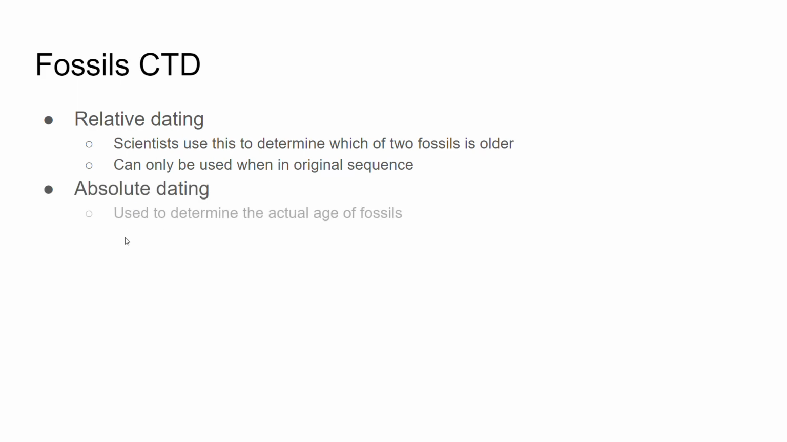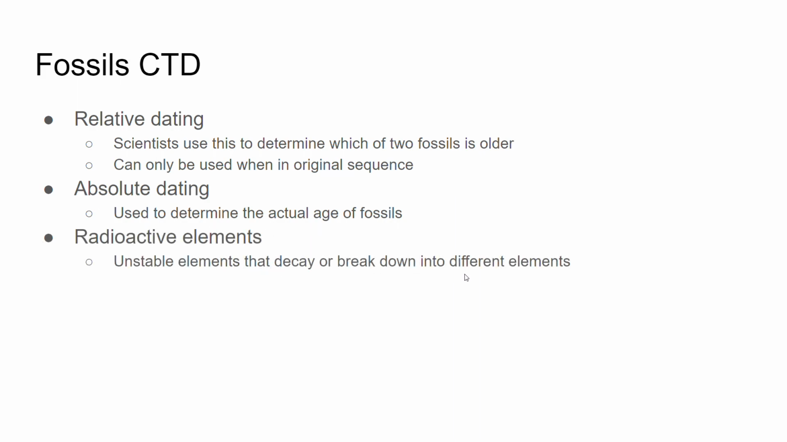Then we've got absolute dating. It's used to determine the actual date of fossils, so the actual age. It uses radioactive elements. These are unstable elements that decay or break down into different elements. So what scientists do is they know the original element, and they know the general quantity of that original element, and then they see it's unstable, right? They see how long it takes for that element to break down, and we know that time, right? 50% of the element decays in this period of time, 50% of the element decays in this period of time, and so on and so forth.